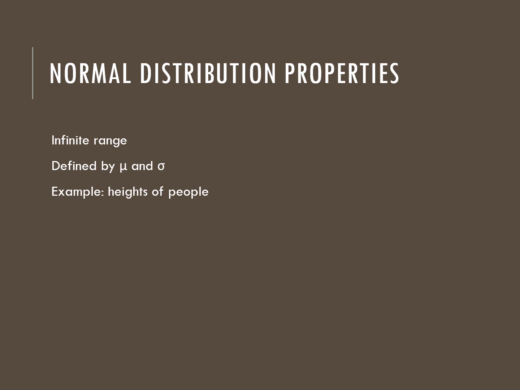Next is the normal distribution properties. The normal distribution has an infinite range, from minus infinity to plus infinity. It is completely defined by two parameters, the mean and the standard deviation. Changing the mean shifts the curve left or right. Changing the standard deviation changes how wide the curve is. For example, the height of people often follows a normal distribution.